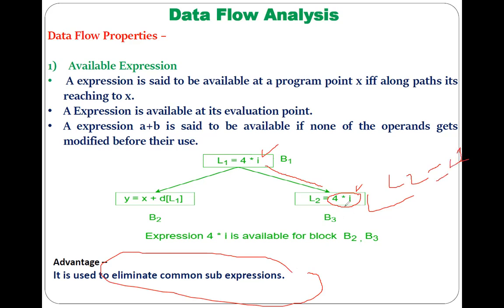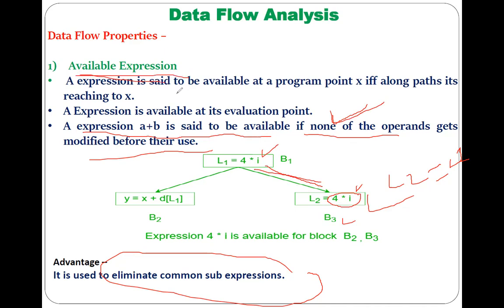Because you know the availability of expression 4 into I at B3. How do you know? What is the concept of available expression? That you already know. The expression A plus B is said to be available at the point if none of the operands get modified before they are used. And that is the property required for common sub expression elimination. You can eliminate the common sub expression when the operands of the sub expression do not get modified in between, and that understanding you can have from the availability of expression.